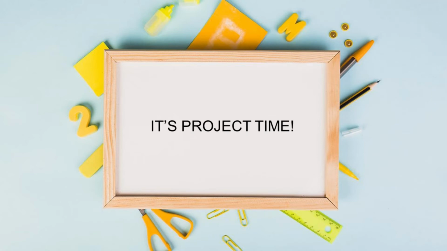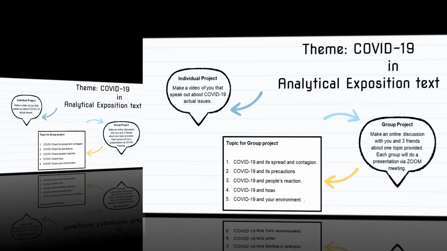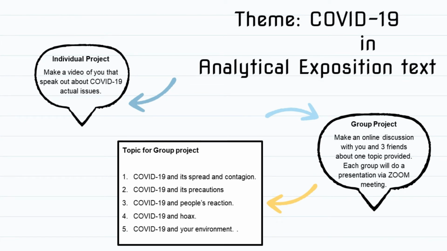So it's project time. Due to the pandemic, I will give you the theme COVID-19 in analytical exposition text. And there will be two projects. The first one is an individual project, where you make a video of yourself speaking out about COVID-19's actual issues. And the second one is a group project, where you will make an online discussion with two or three friends about one topic provided. Each group will do a presentation via Zoom meeting. And for the topic, I will give you from all these lists.